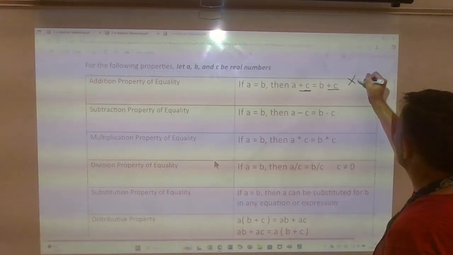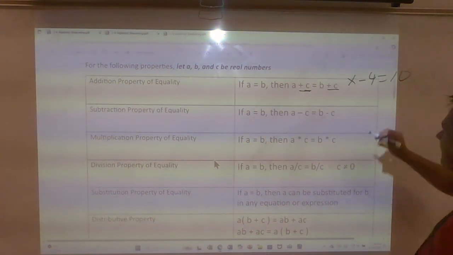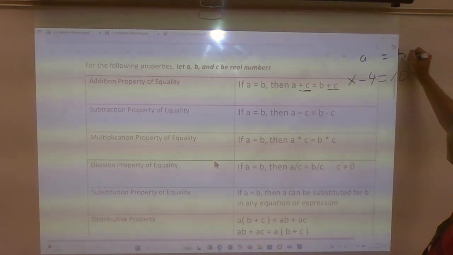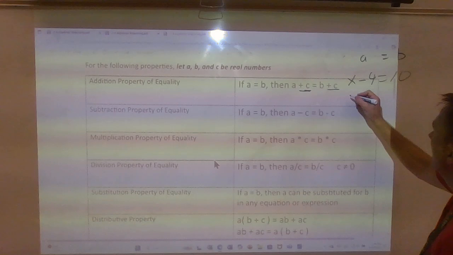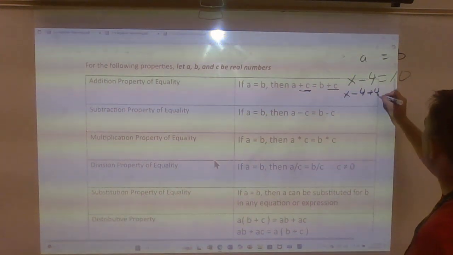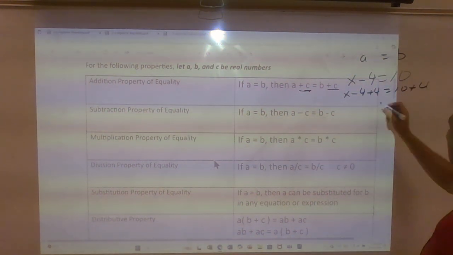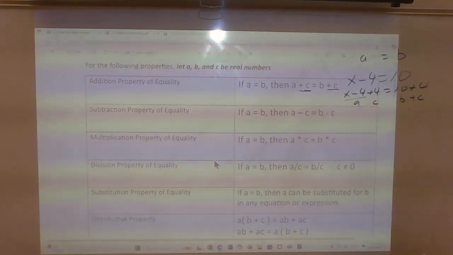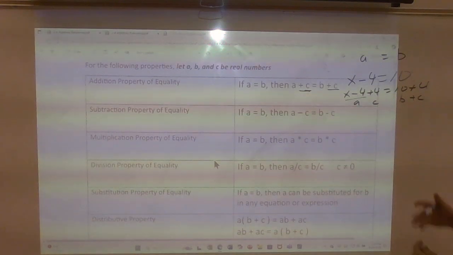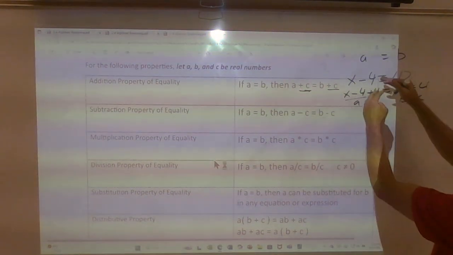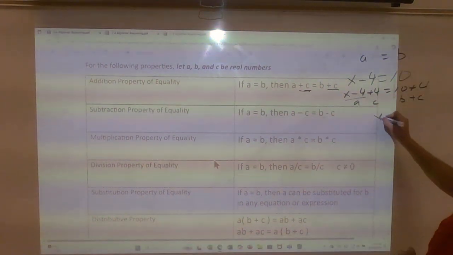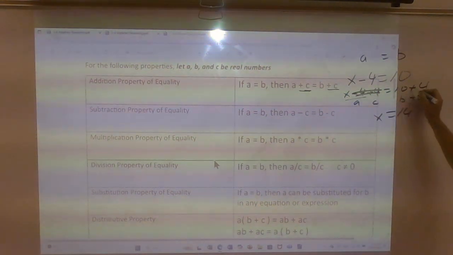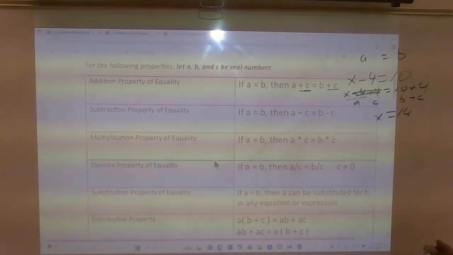Very similar to if we were solving a problem like this. Here's our A value. Here's our B value. Our C value would be adding 4 to both of these. Here's my A plus C. Here is the B plus C. Now overall, we usually just work down, and we would then simplify that to make it x equals 14. These 4's would cancel. 10 plus 4 was 14.